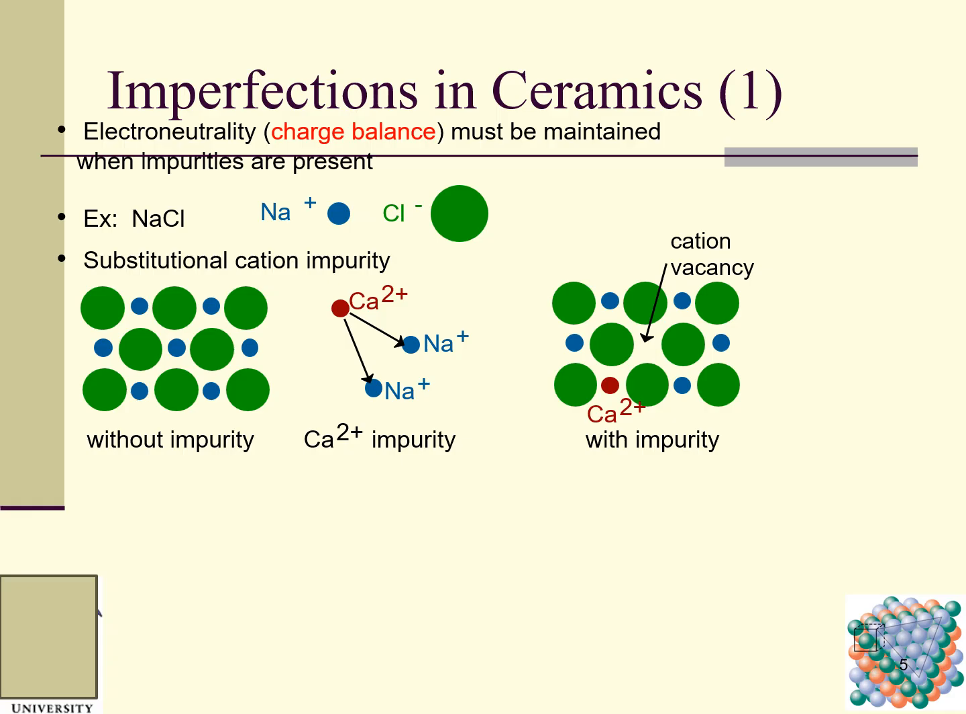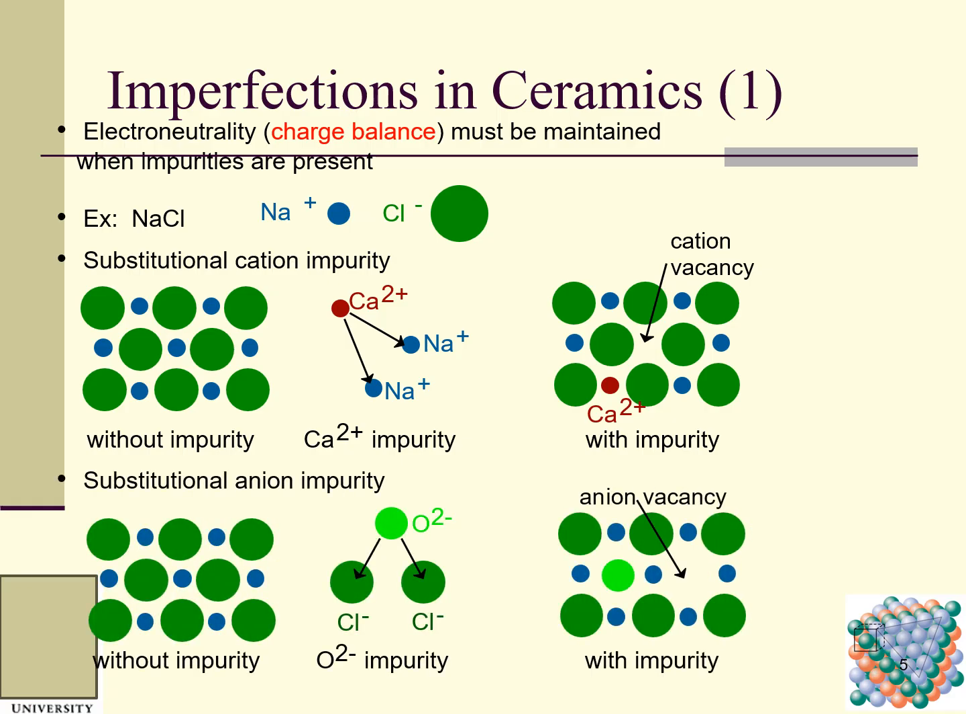So you can see, to maintain electroneutrality, one of the cations needs to be removed. The original cation needs to be removed. Any questions regarding this slide?